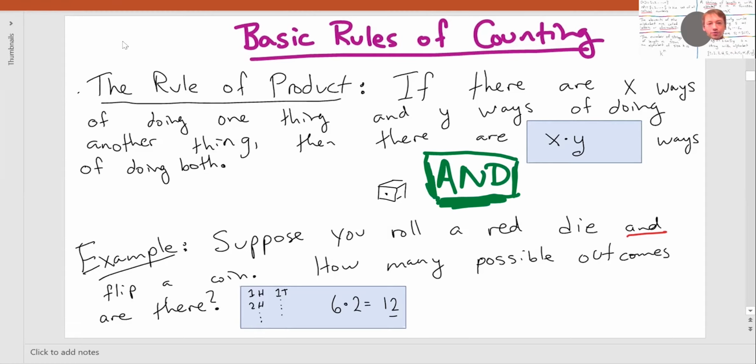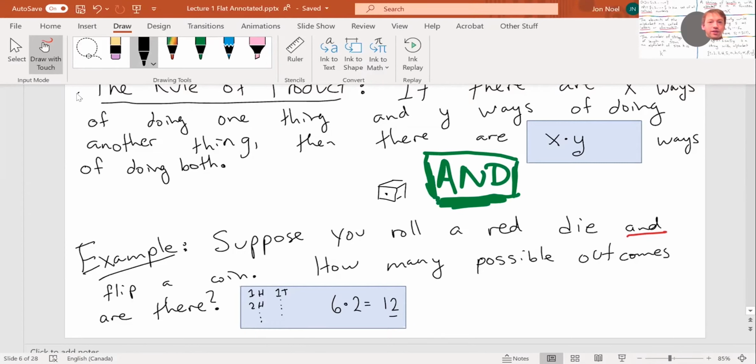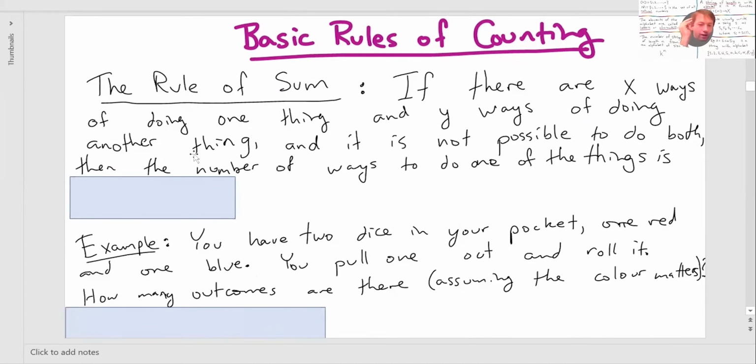Okay, I won't say always, just to be safe, but usually it's rule. Rule of sum is a bit weirder to explain, but it's not complicated. Suppose that there's x different ways of doing one thing, y ways of doing the other, and this is the part that's a bit confusing, but suppose that it's not possible to do both things at the same time. So you're going to do one thing or the other, but you never do both. How many ways are there to do one or the other?